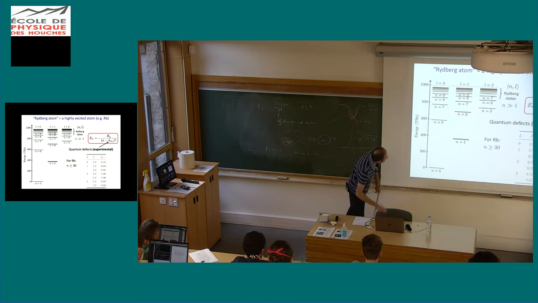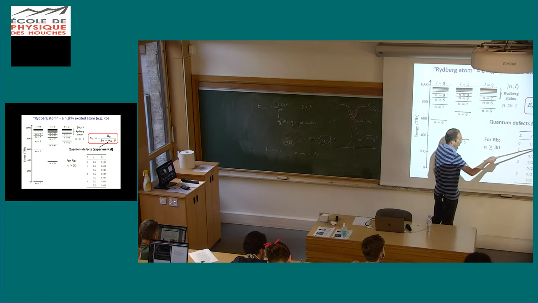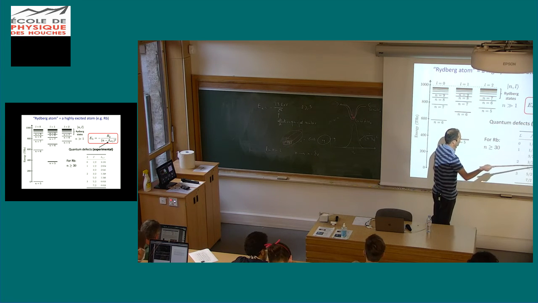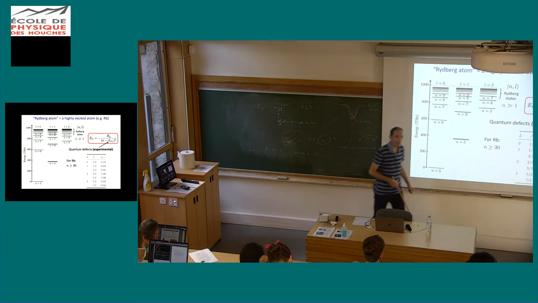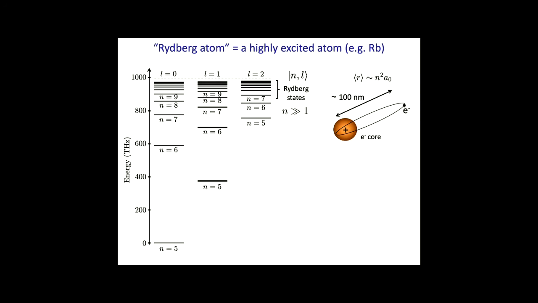I can give you a few numbers if you wish, but typically they will depend on L, and they're on the order of 3 to 1, depending on the L values. Okay? So it's kind of a detail of the Rydberg. It's not too important, but you need to know that this is not exactly a hydrogen atom. So now, the more important properties of the Rydberg come.